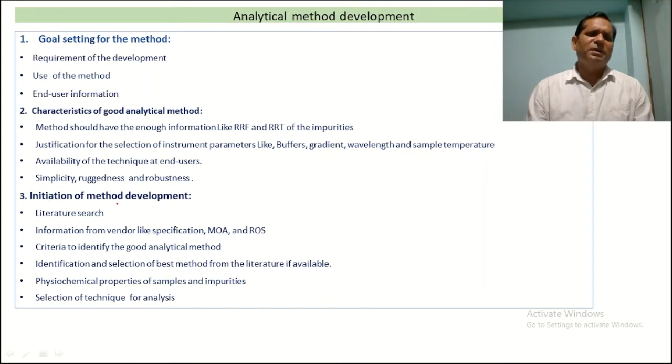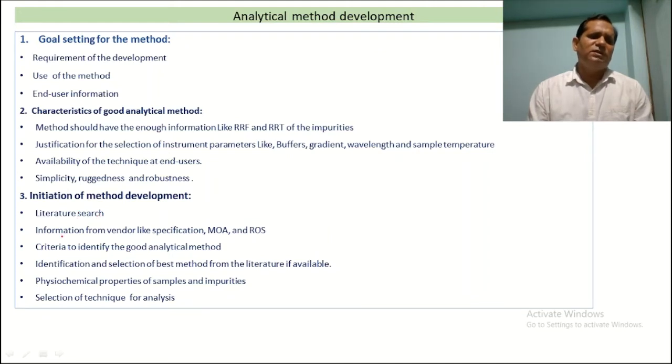Initiation of the method development. When we are starting the analytical method development, we have to do a literature search. Sometimes we can find literature on a similar compound. Based upon that, we can get some idea whether this method can be used for our purpose or not. That can give us some clue before starting the development.